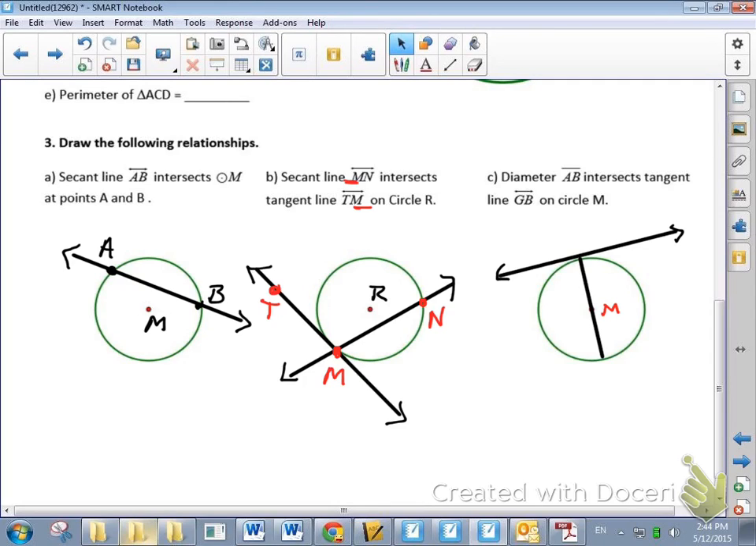Okay, so the diameter AB intersects tangent line GB. So B is what they have in common. So that must be, oops, that point right there. Okay, diameter AB, so my A must be over here, intersects tangent line GB, so I just need a G somewhere on that tangent line. GB, and it's on circle M. So there we go. All right, nice job.